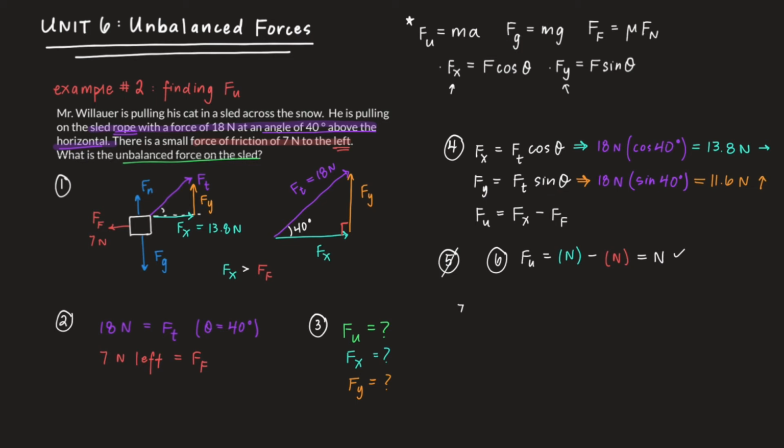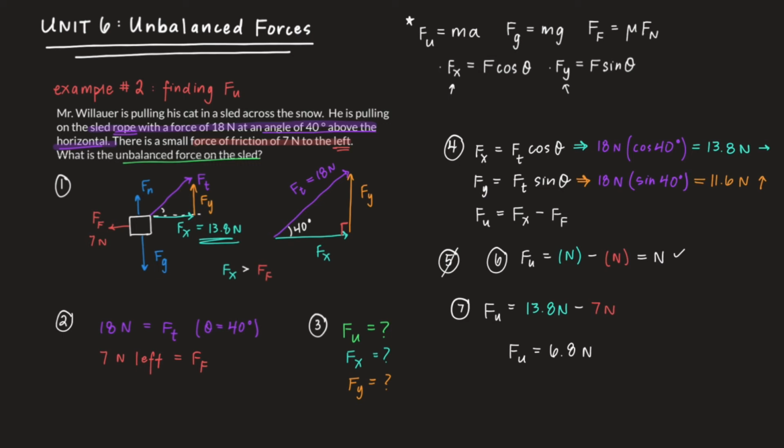That works out. Step 7, plugging in, our Fu is equal to our Fx, which was 13.8 newtons, right there in our free body diagram. 13.8 newtons to the right. It's winning against friction. Friction is only 7 newtons back to the left. So we're going to find the difference between those two forces. That's our unbalanced force. So our unbalanced force in this case is 6.8 newtons.